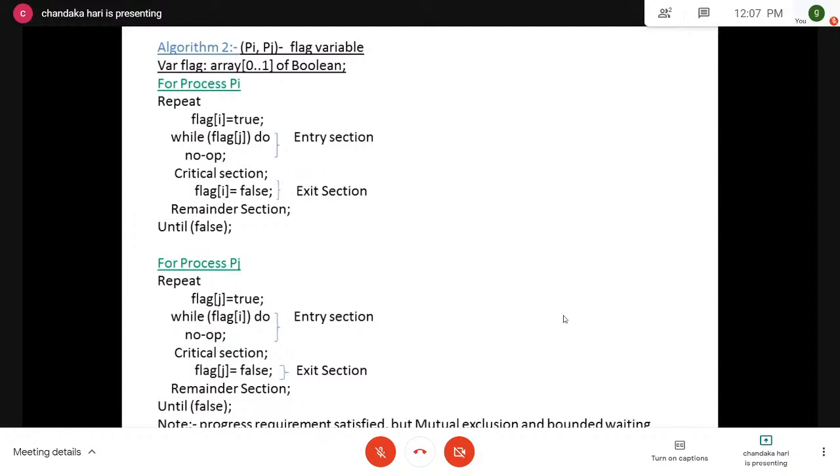I clearly told that the progress requirement is satisfied. But there is no clear specification of bounded waiting. There is just a practical limit on each and every process allowed into the critical section: how many times each process is allowed into the critical section. That's it. So in the exam, only the progress requirement is 100% satisfied, and mutual exclusion is partially satisfied. This is the answer for this algorithm.